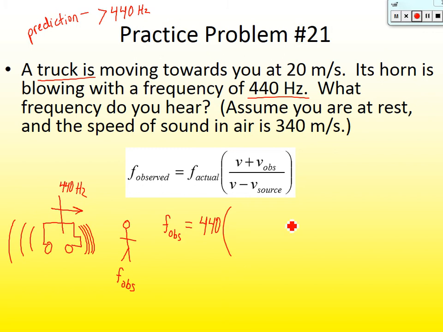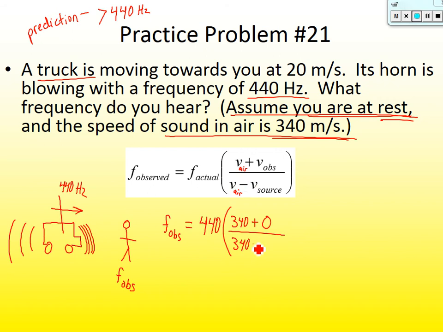Okay, now we've got these parentheses. V, like I said, is usually what we're going to be talking about, sound waves in air. And so it's said that the velocity of the sound in air is 340 meters per second. So 340 goes here, plus the velocity of the observer. Well, you are the observer. What was your velocity? Well, it said to assume you are at rest. So your velocity is 0. Divided by the velocity of air, again, it said was 340.